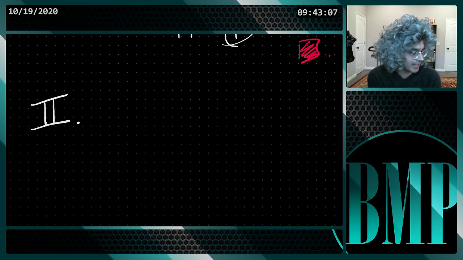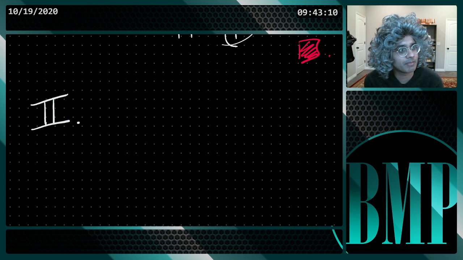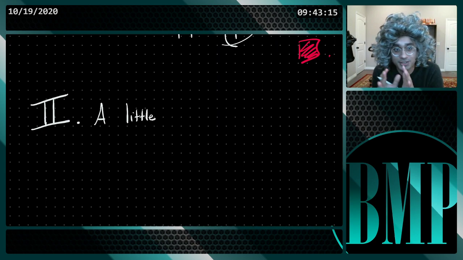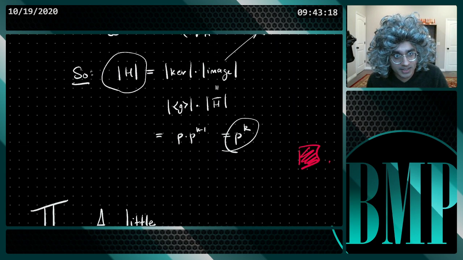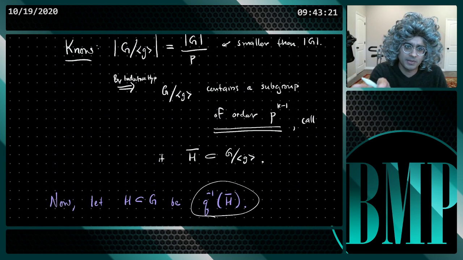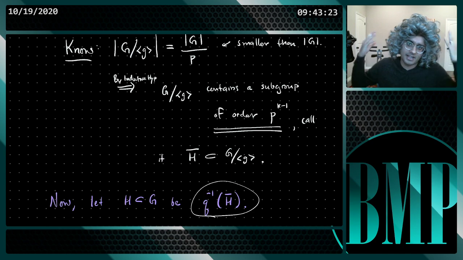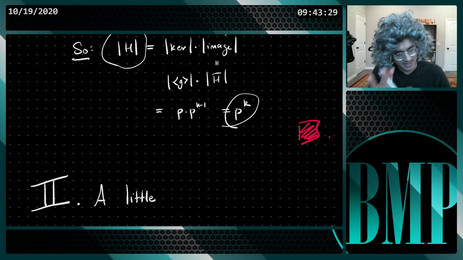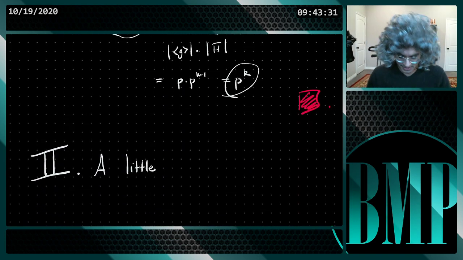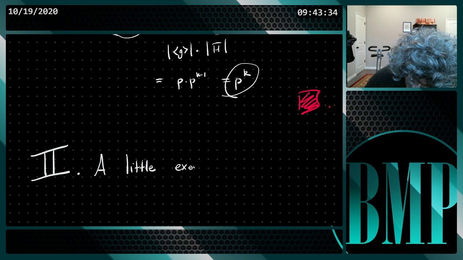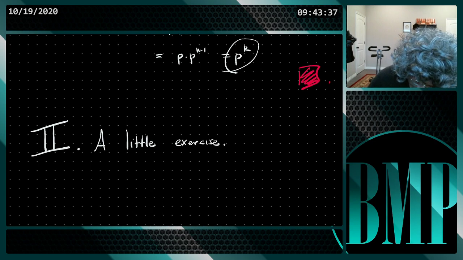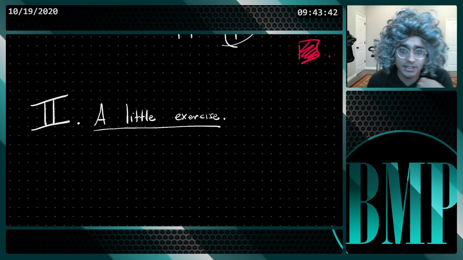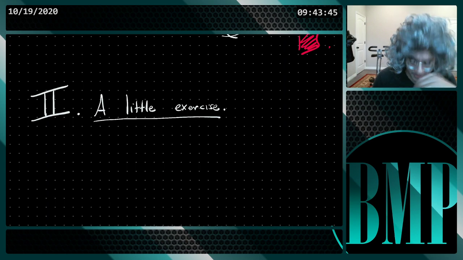The second item for today is a little exercise. If you study what happened here, where I took something in the quotient, took the preimage and considered the preimage subgroup, that trick is the only trick that's needed in this little exercise. So what's the setting of this exercise? We're going to use this exercise in the future. Okay, so here's the setting.